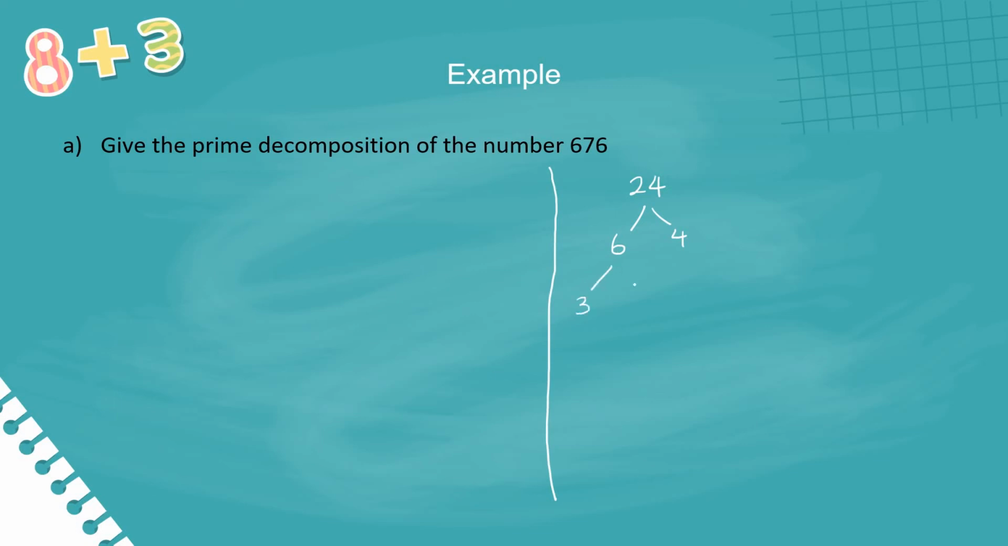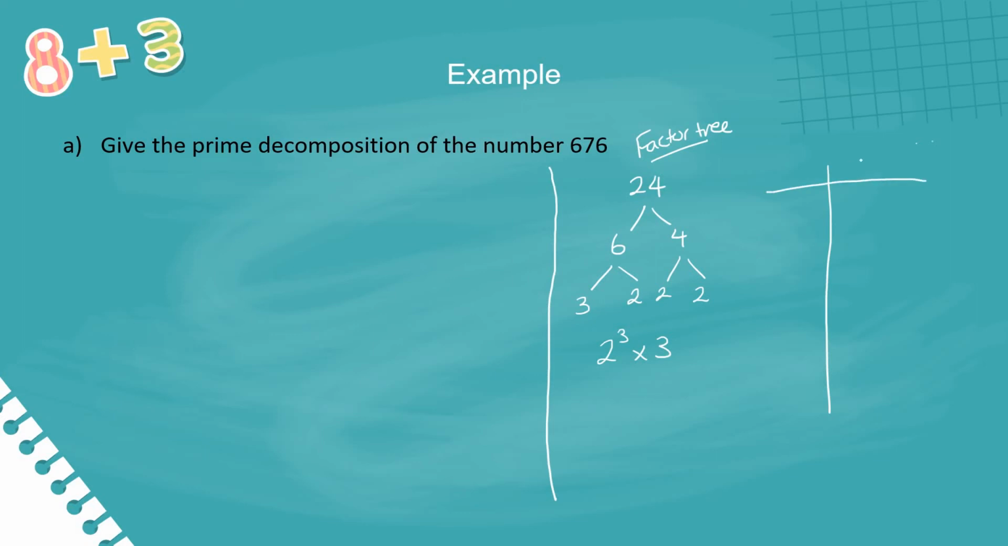6 is the same as 3 times 2. 4 is the same as 2 times 2. These are now all prime numbers, so I have 2 times 2 times 2 times 3, which is 2 cubed times 3. So this is our factor tree way of doing these questions. The other way we can do it is using repeated division. And this is sometimes a better method.